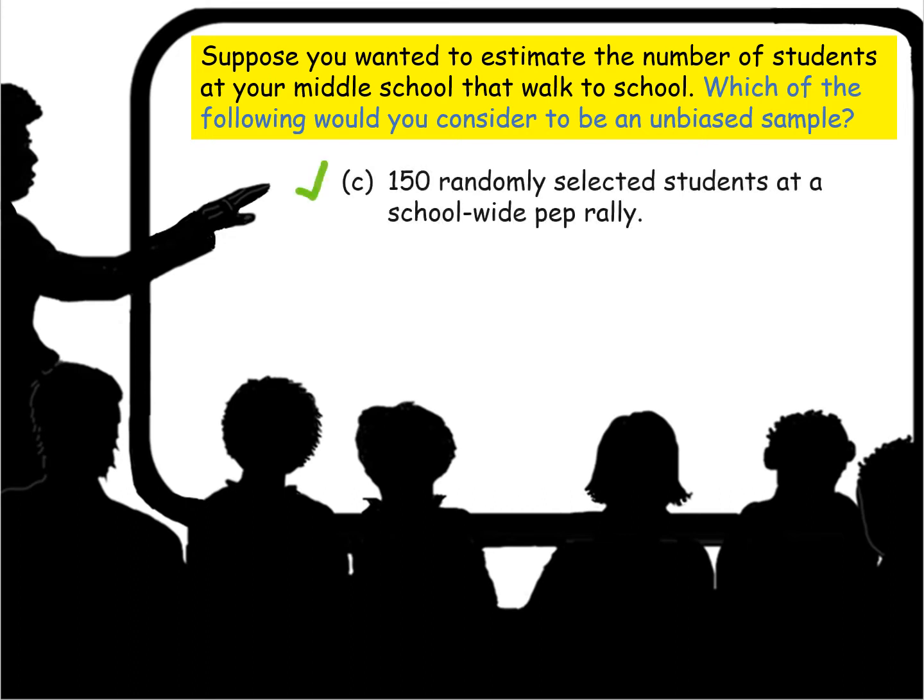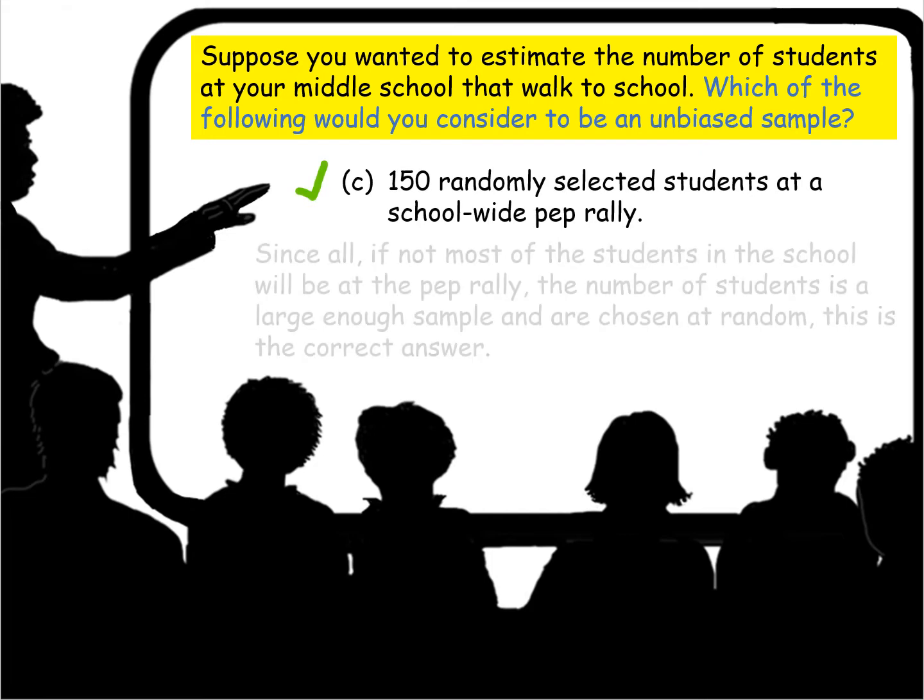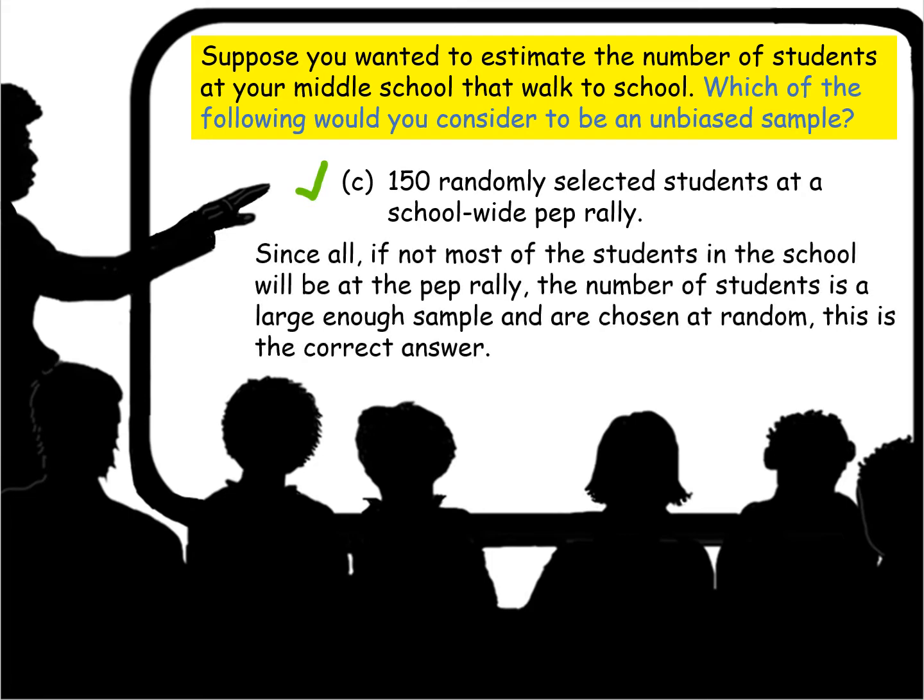The final choice is 150 randomly selected students at a school-wide pep rally. Well, the sample size here of 150 is very good. They're randomly selected, and that's key. Since all, if not most of the students in the school will be at the pep rally, the number of students is a large enough sample and they are chosen at random. This is the correct answer.